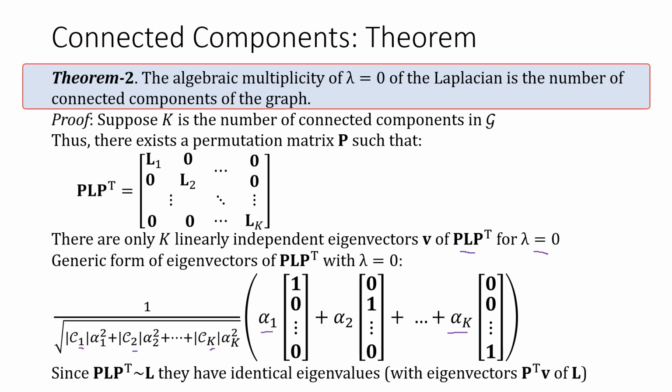Now, since PLP transpose and L are similar matrices, they have identical eigenvalues and their eigenvectors follow this relationship. If V is an eigenvector of this transformed Laplacian, then P transpose V is the eigenvector of the original Laplacian. Hence proved.